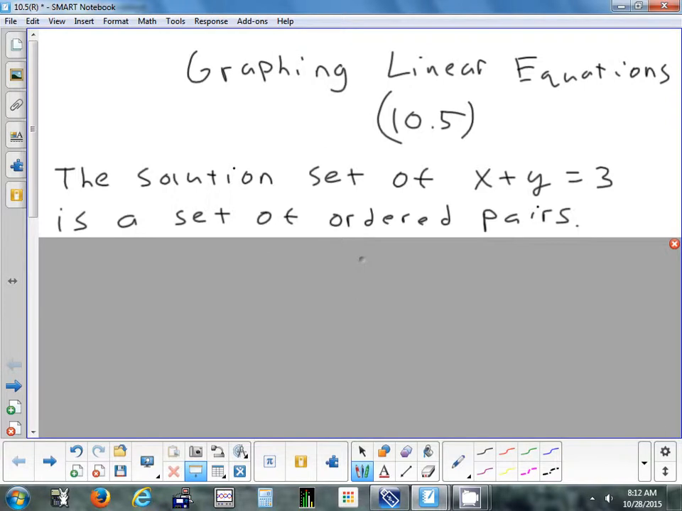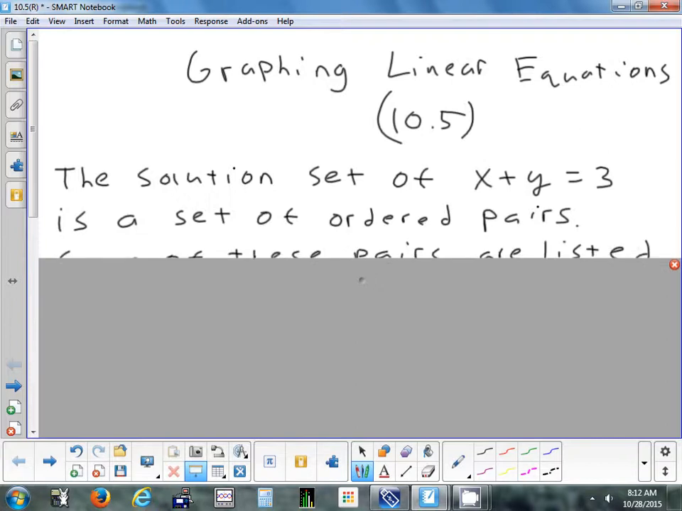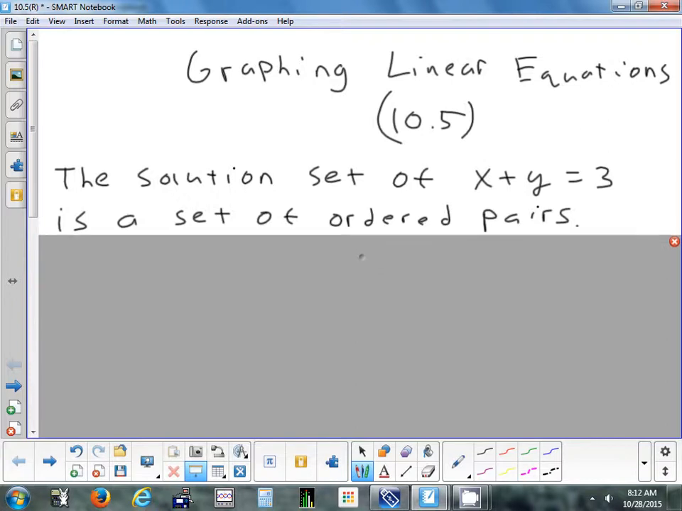All right, so let's look at this equation. Hey guys, this first page of notes that Mr. Hager's doing right now, you're not going to have to write anything down. We're just listening right now.